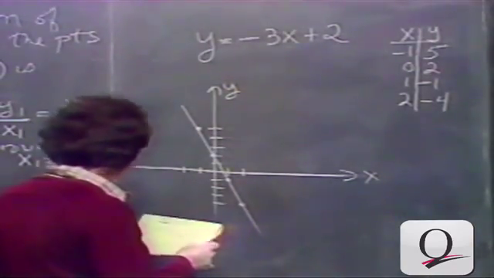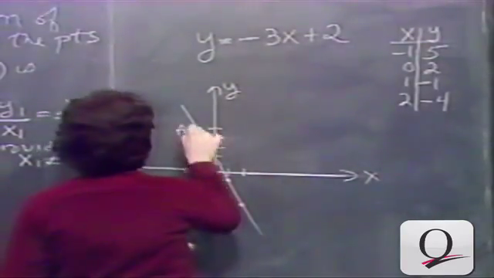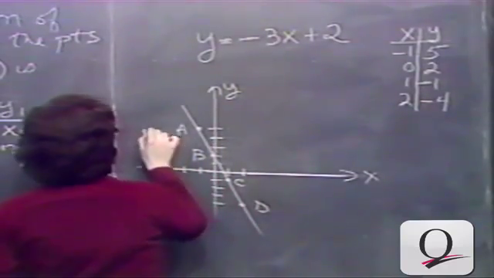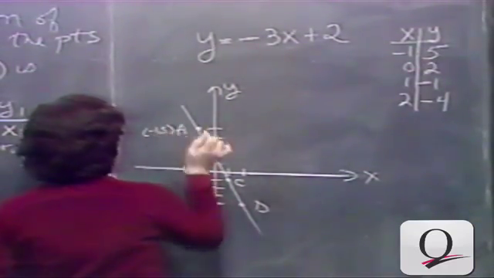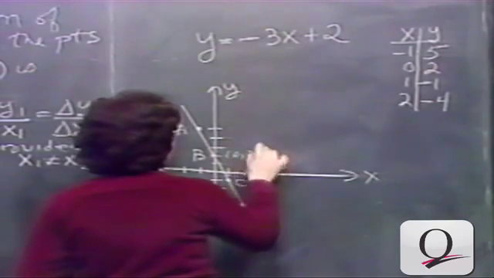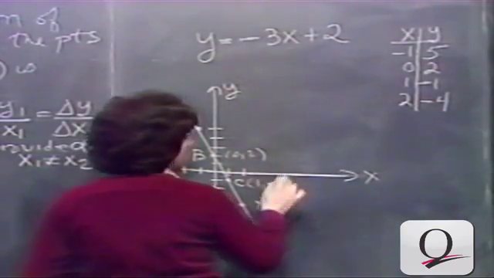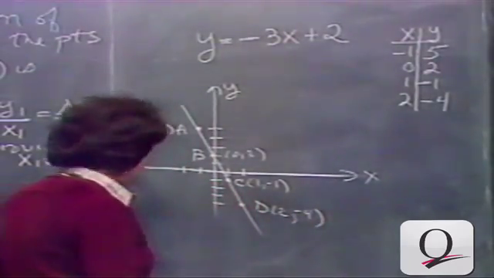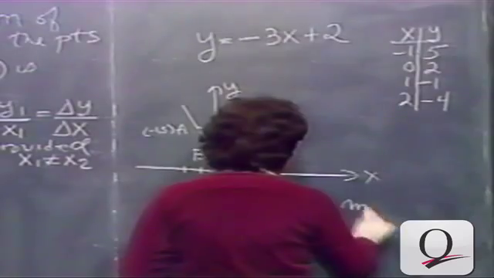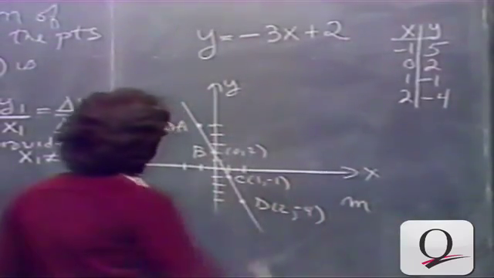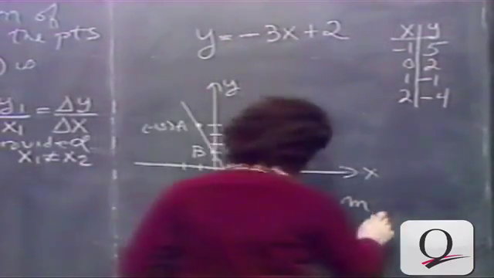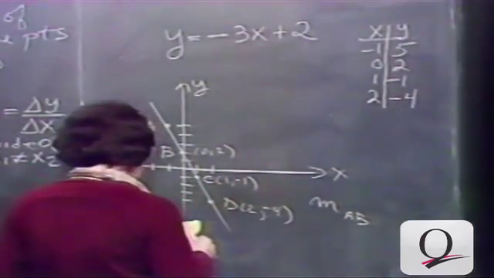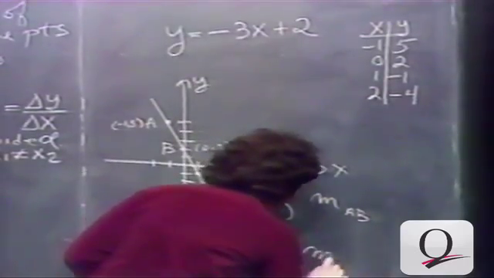Let's label these points A, B, C, and D. A is minus 1, 5. B is 0, 2. C is 1, minus 1. And D is 2, minus 4. Let's work out the slope of the line passing through points A and B. And also we'll work out the slope of the line passing through points C and D.